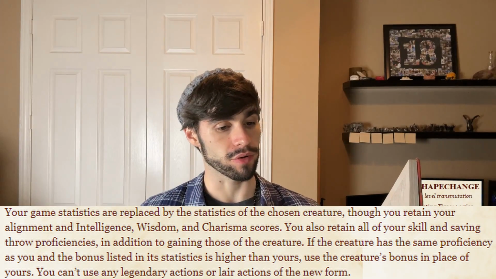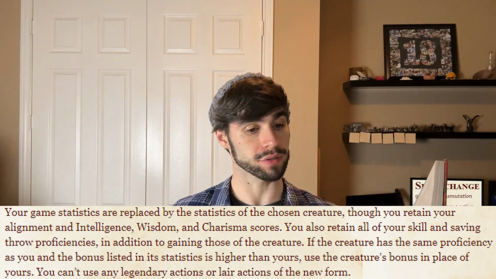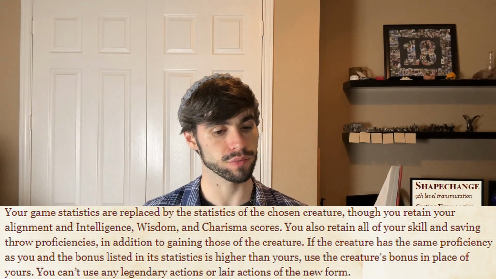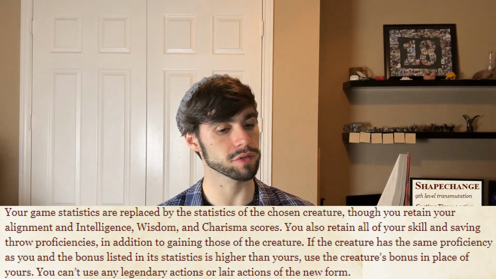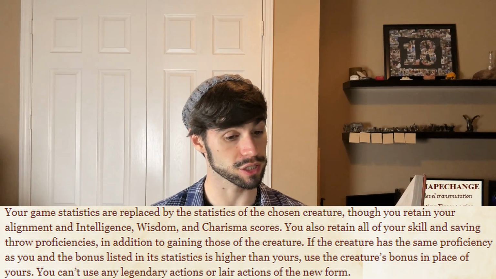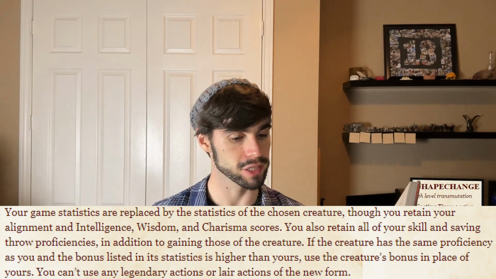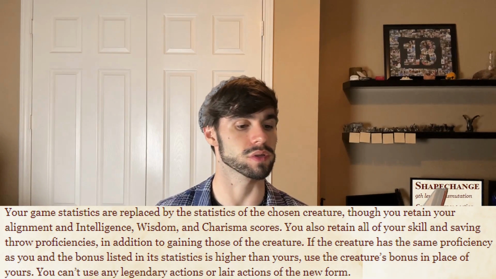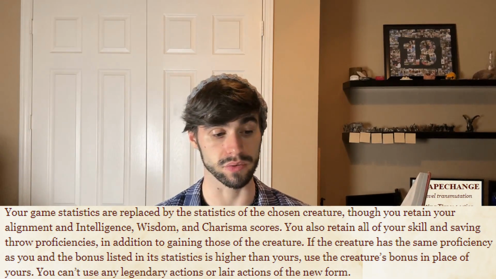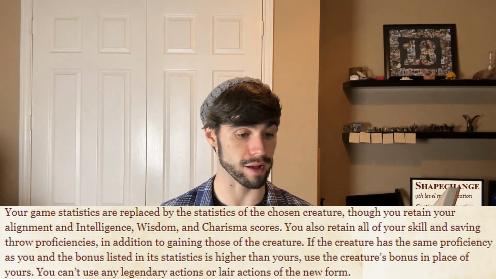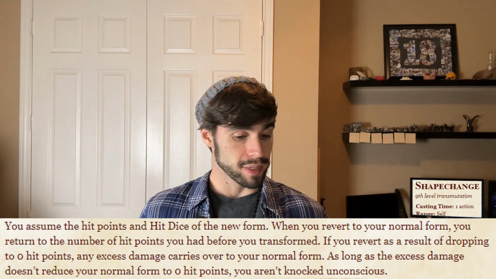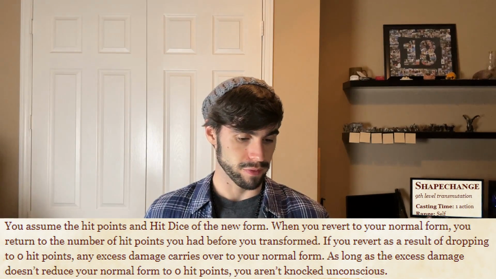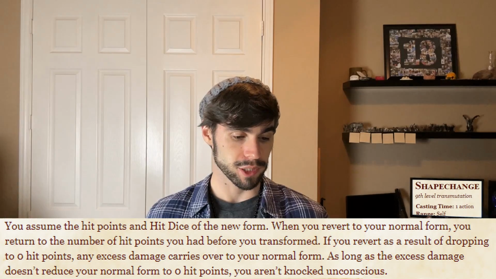Your game statistics are replaced by the statistics of the chosen creature. Though you retain your alignment, intelligence, wisdom, and charisma scores, you also retain all of your skill and saving throw proficiencies, in addition to gaining those of the creature. If the creature has the same proficiency as you, and the bonus listed in its statistics is higher than yours, use the creature's bonus in place of yours. You can't use any legendary actions or lair actions of the new form. You assume the hit points and hit dice of the new form. When you revert to your normal form, you return to the number of hit points you had before you transformed.